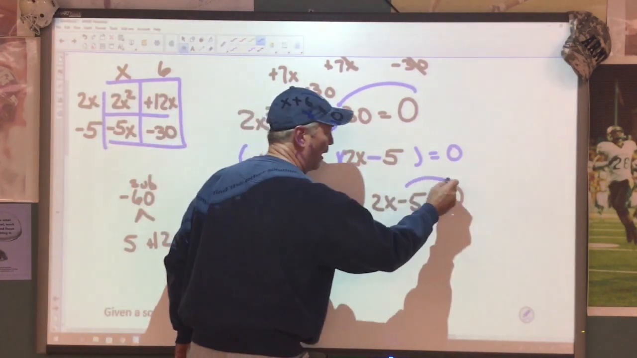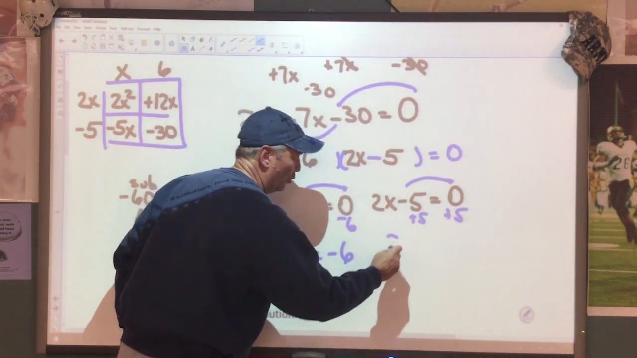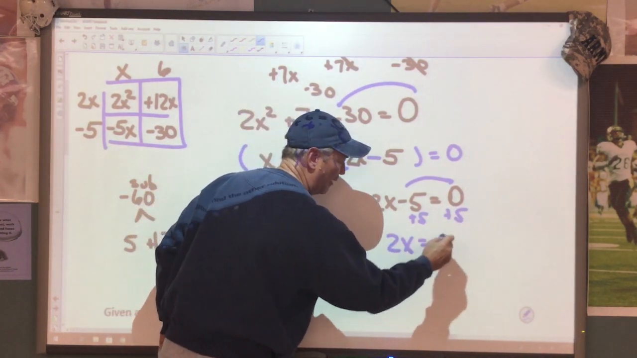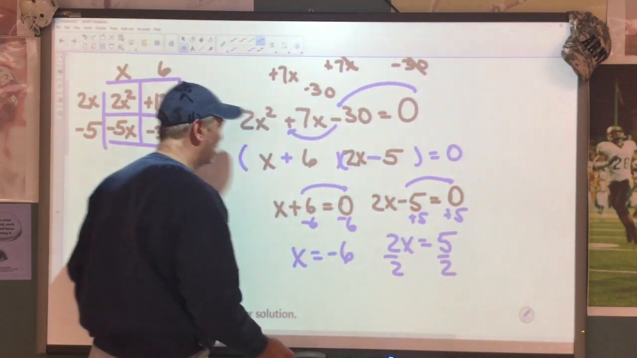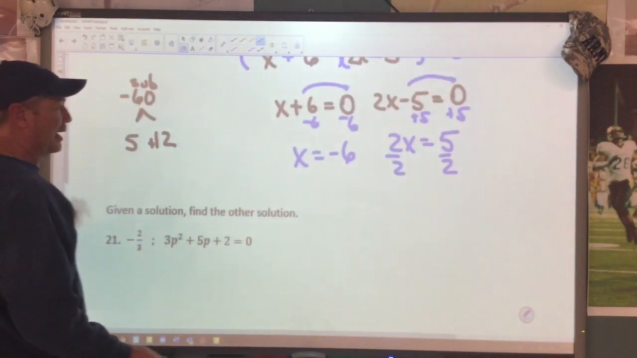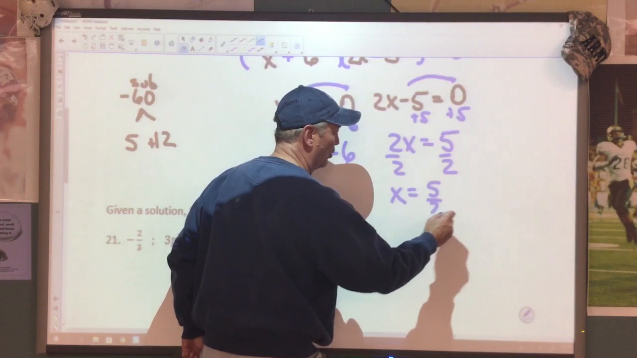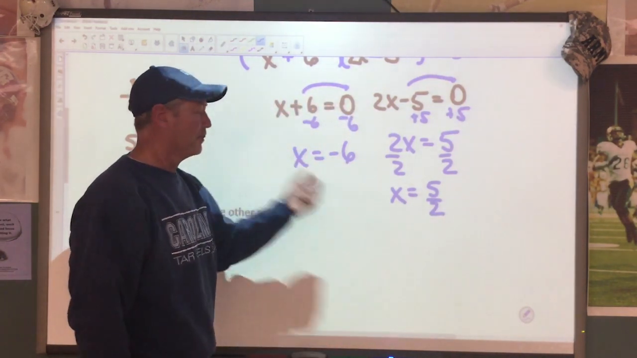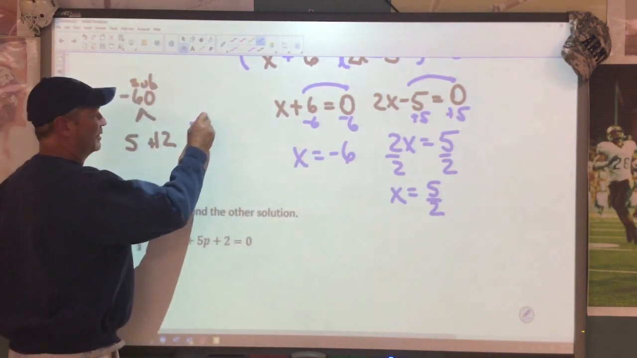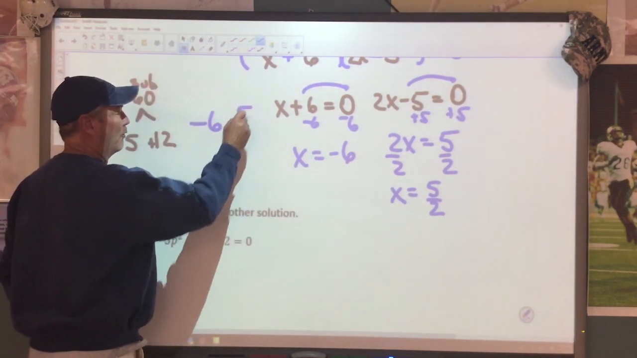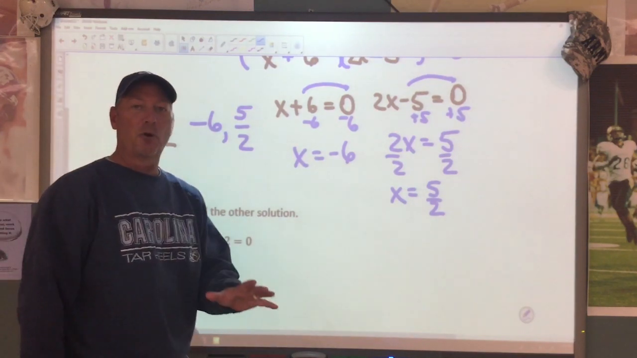We're going to move the 5. We're going to say plus 5, plus 5. 2x equals 5. We divide by 2. We divide by 2. And we get x equals 5 over 2. I'll accept the fraction. All right, so my answers are negative 6 and 5 over 2. Those are your two solutions. All right, just a couple more problems and we're done.